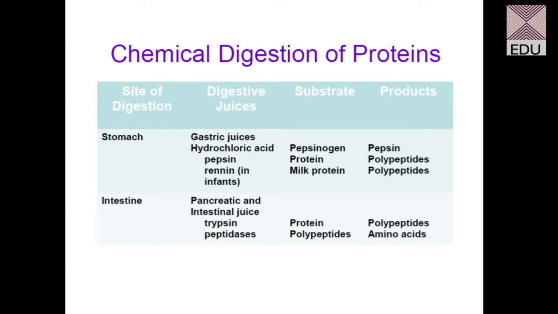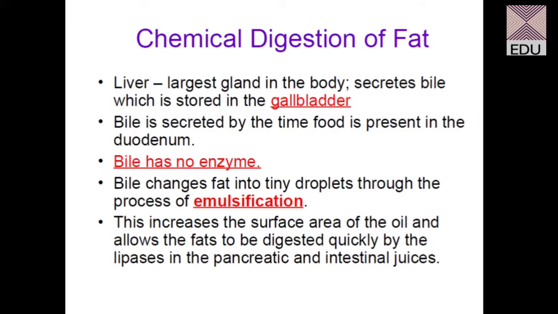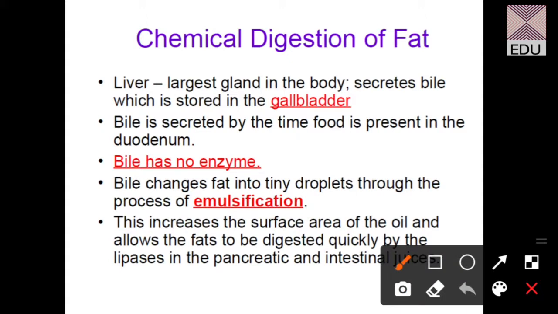Now, after proteins, we are taking up the fat. So, in the digestion of the fat, the liver is the most important organ inside our body. So, liver is secreting a particular factor. This is the bile. So bile is stored in the gallbladder. So we all know this, that the bile which is secreted by the liver is stored in the gallbladder. So whenever the gallbladder contracts, the bile will be released into the duodenum along with the pancreatic duct.